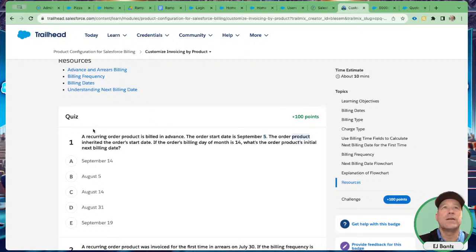Okay, and the product inherits the start date. So it's going to have a start date of the 5th. But the order's billing day of month is 14th. So I think it has to be on or before the 14th. And I think it's because it's billed in advance, I think it has to bill it right away. But the 15th isn't an option. So maybe it's the 14th? I don't get why it doesn't bill it immediately.